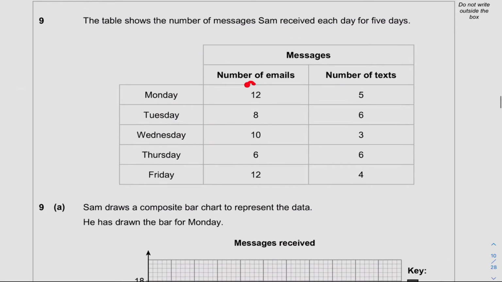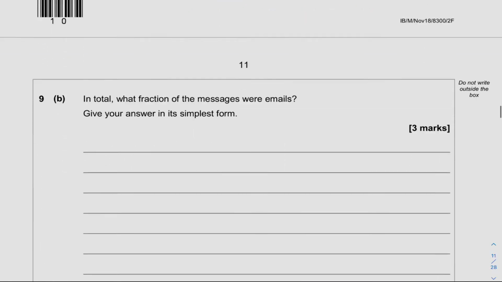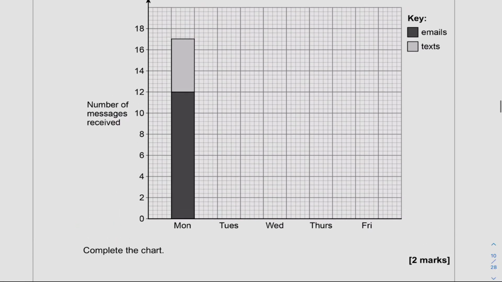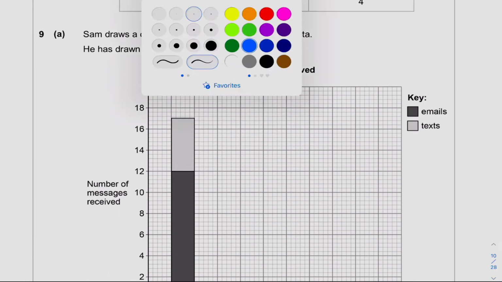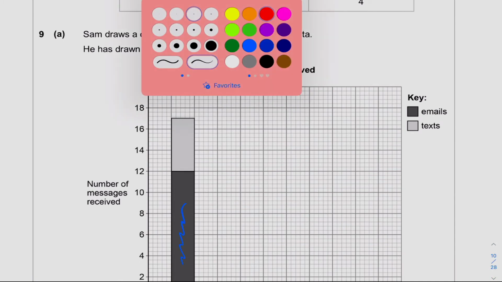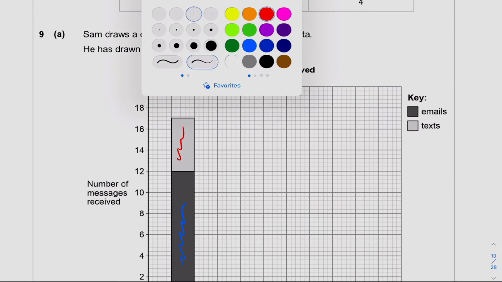So as you can see, we've got 12 emails and then 17 take away 12 leaves us with the 5 texts. And for part A of the question, we need to complete the chart. So what I'm going to do to make this a bit clearer for ourselves is make this blue, and then I'll make this bit red. Okay, so let's do the blue first.